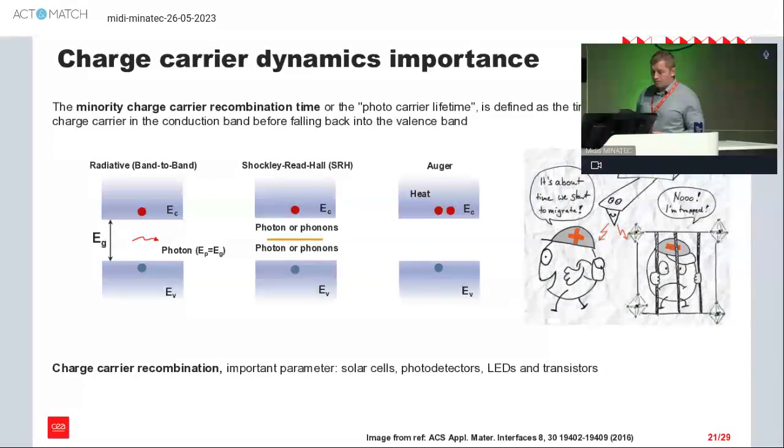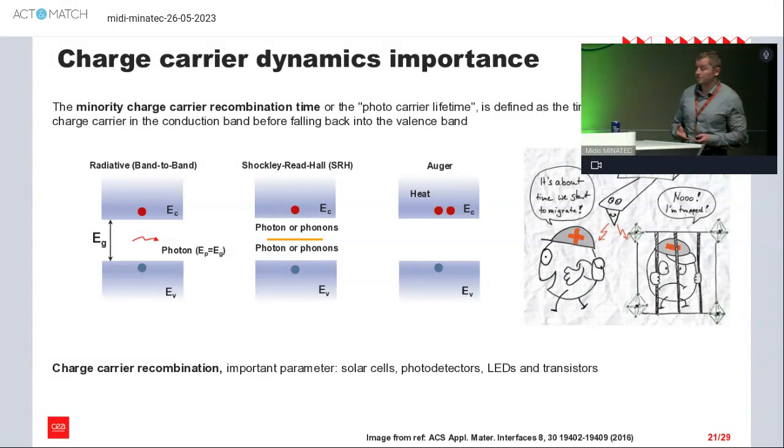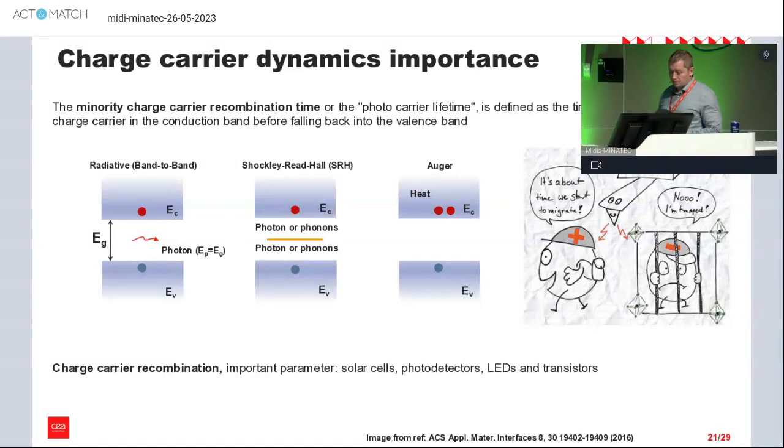Charge recombination is the time which an electron spends in a conduction band before falling back to the valence band. In other words, it is the time during which the charges can be transferred in a material. So this is a very important parameter also for solar cells, photodetectors, LEDs, and transistors. We can have different types of processes of recombination with different times of recombination.